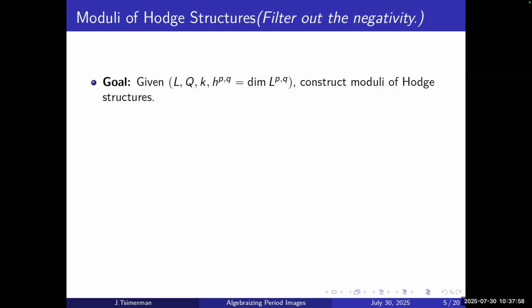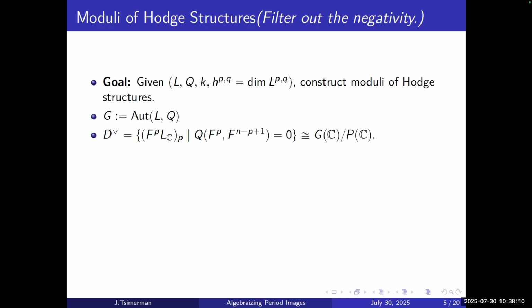Okay, so what's the goal for us? Well, we're looking for some way to construct moduli. We're assigning a Hodge structure to every single variety. So the goal is to construct some sort of moduli space of Hodge structures. And you can do this in a fairly concrete way because the data is just linear algebraic.